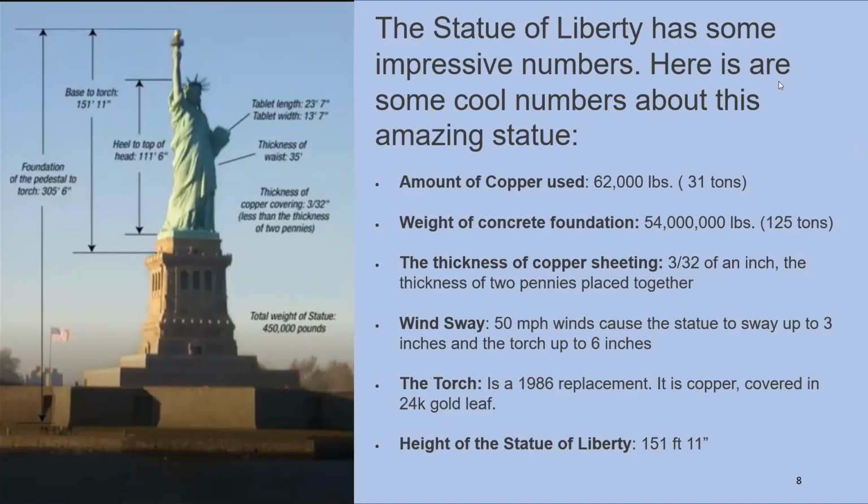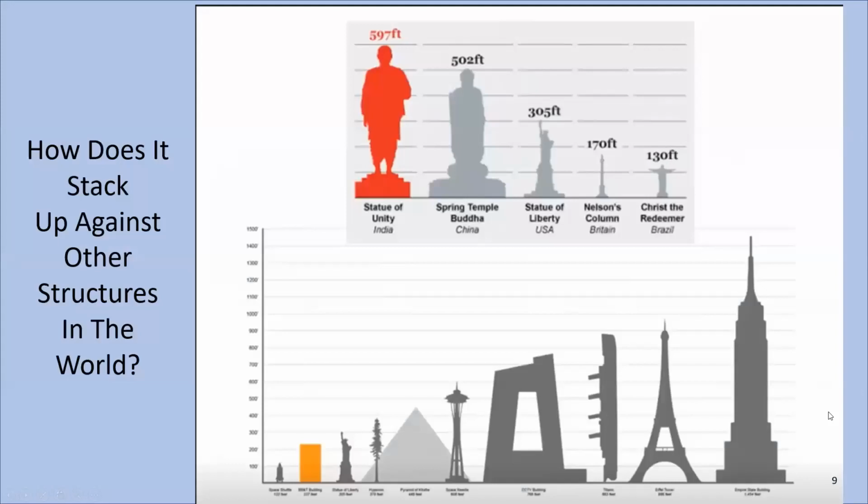All right. My screen is freezing. There we go. Now, this shows you how the Statue of Liberty stacks up against other structures in the world in terms of height. The top row shows a comparison of other statues in the world, and the bottom row shows you how tall it is in comparison to famous buildings in the world, including the Empire State Building. You'll see the Empire State Building on the bottom right. It's about 3 times as tall as the Statue of Liberty.